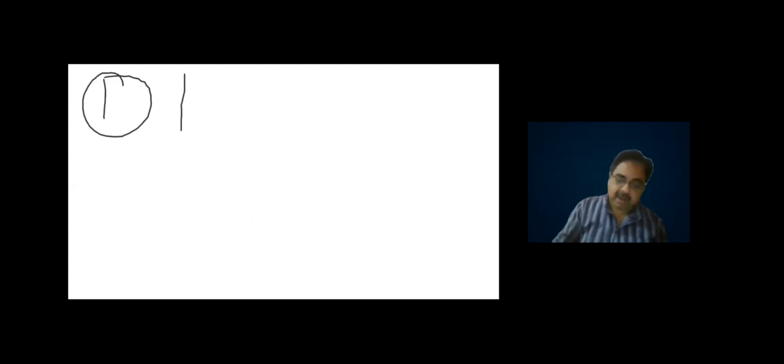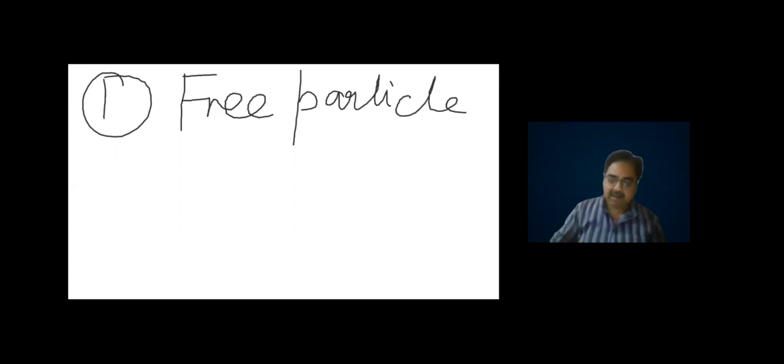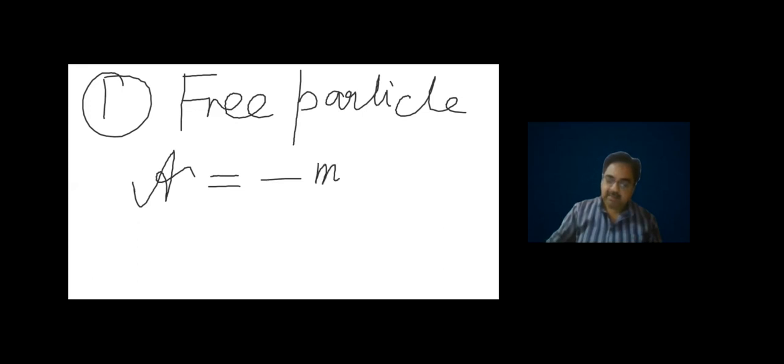We have already done most of the things, so I will just confine myself to writing down the covariant form. Case 1 is when you have the free particle, right? And for the free particle, I had already told you that the action is minus mc ds, right? And this could also be written in the form of L dt.